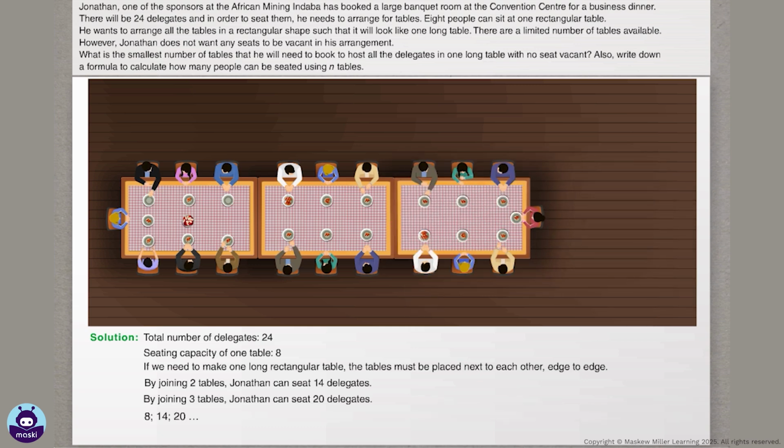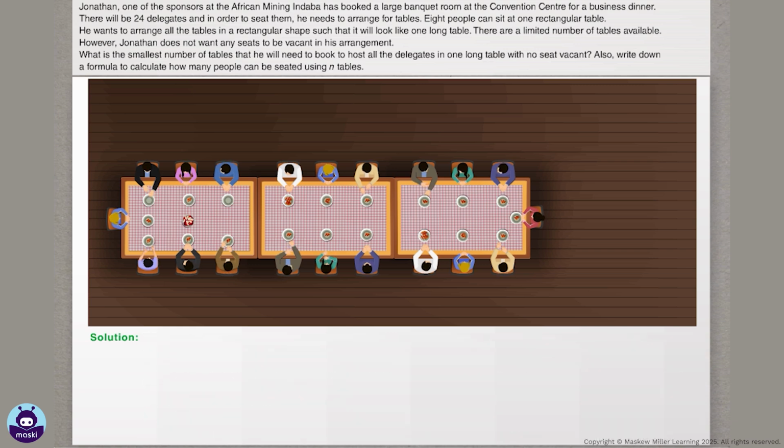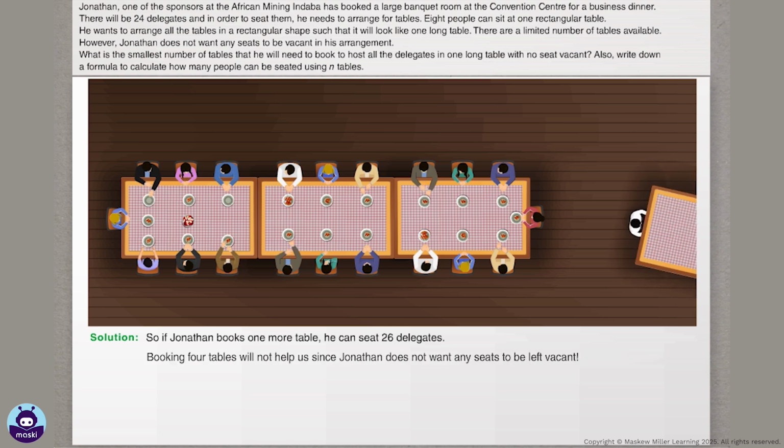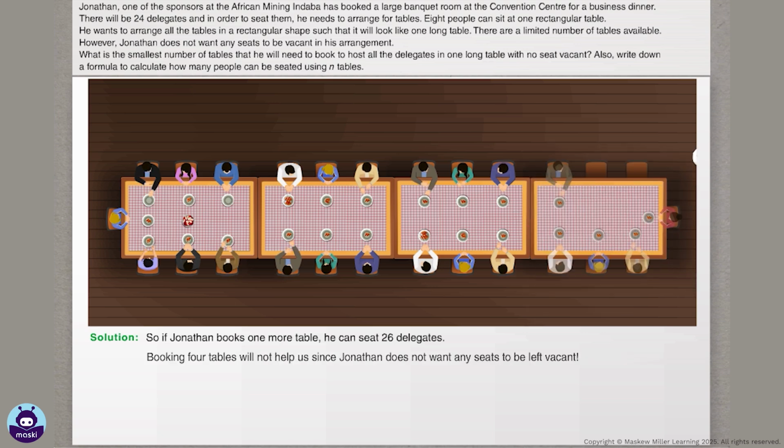If we continue in this manner, we can see a sequence being formed. The common difference of the sequence is 6. We can see that every additional table gives Jonathan 6 more seats. So if Jonathan books one more table, he can seat 26 delegates. However, booking 4 tables will not help us, since Jonathan does not want any seats to be left vacant. So, we will need to find another way to seat the delegates.